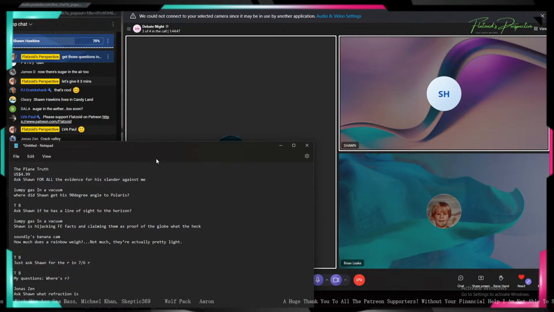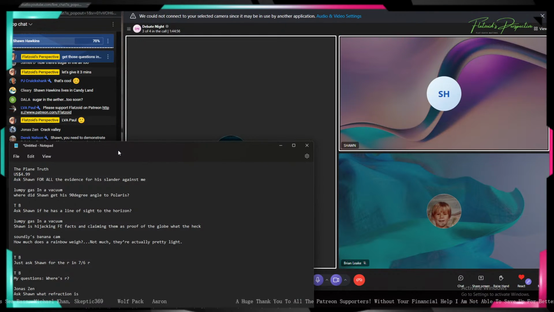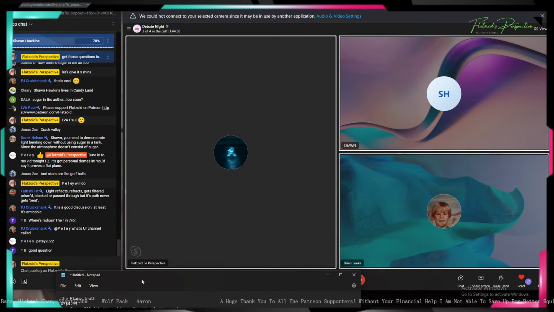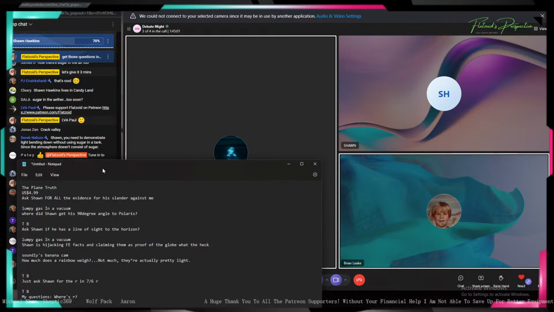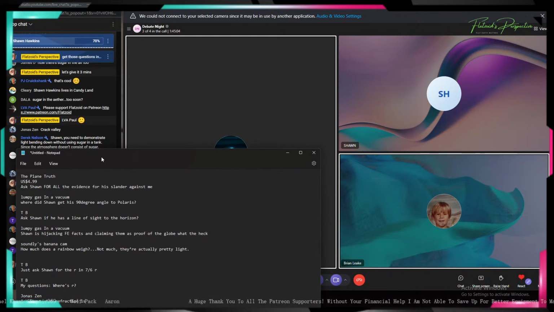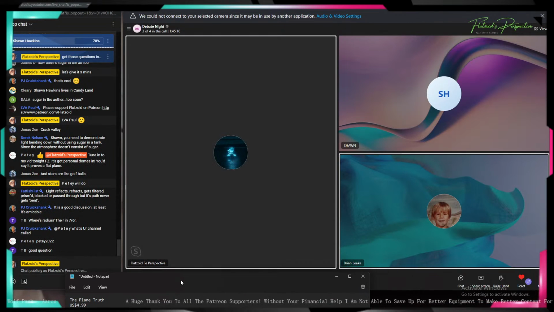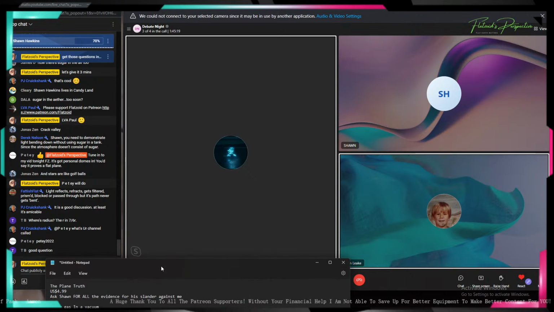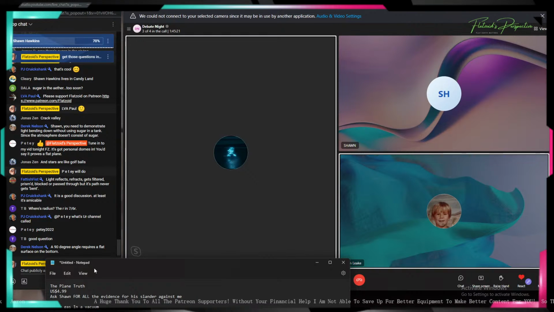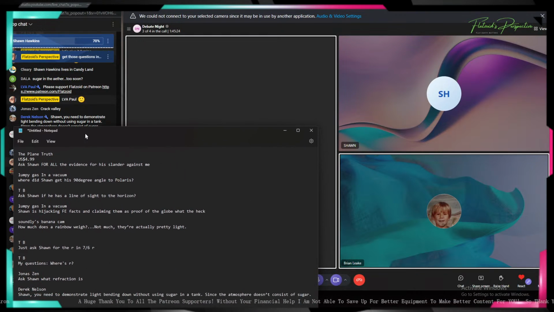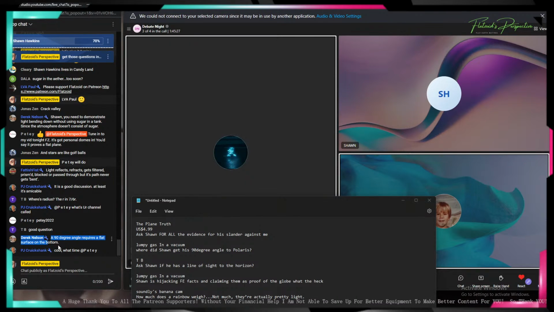Lumpy Gas in a Vacuum says it's more of a statement. Shawn is hijacking FE facts and claiming them as proof for the globe. What the heck? No. Not doing that at all. Cool story, bro. He's passionate about his stance, man. But I think he's dismissing some things. Maybe some things are okay, but there's a lot of things I believe you should try and see with a fair, unbiased eye, because it's hard to talk to somebody when we show you something and you deny what we're showing you point blank. It's weird, like, here it is, see it, let's talk about it, and then you won't even get past seeing it. It's hard to progress.